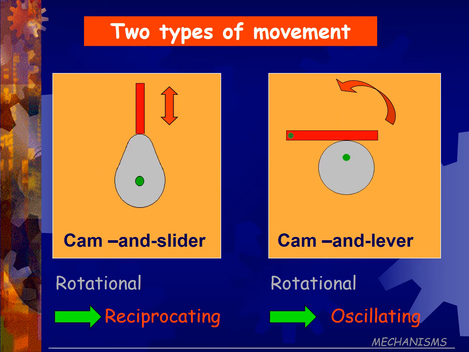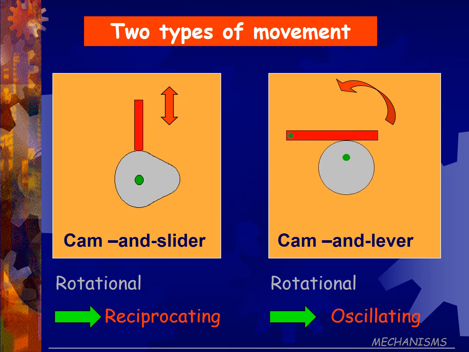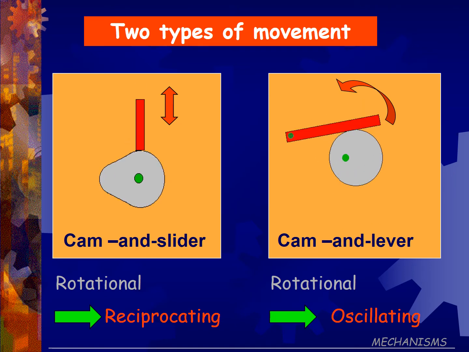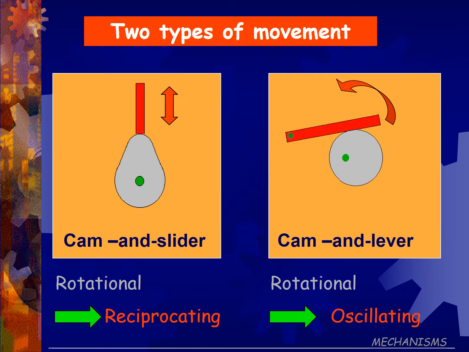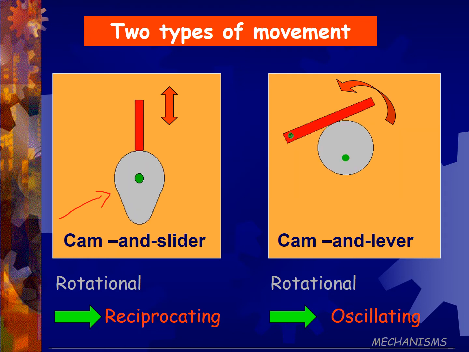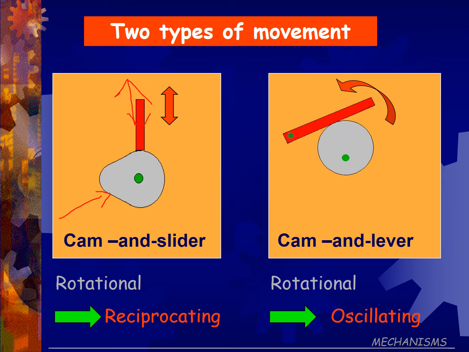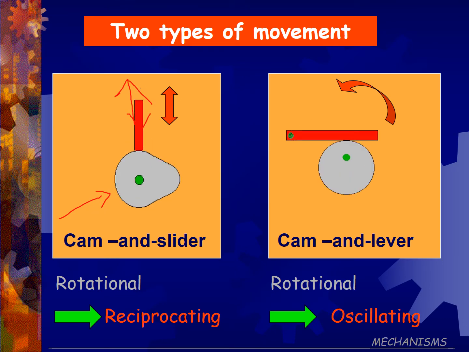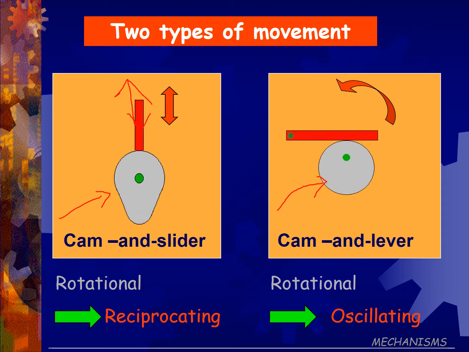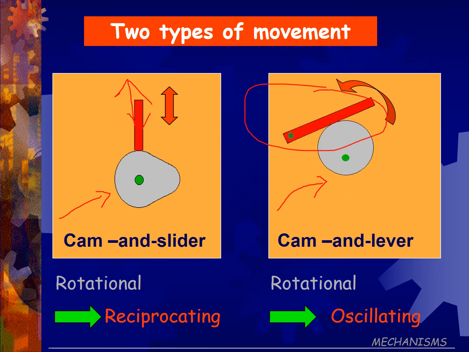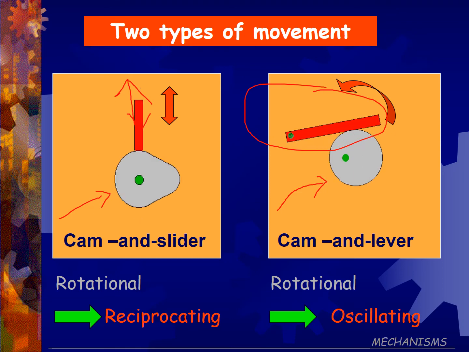There are two types of movement that you can see at the output of the follower if you were to apply a cam. The cam will be rotating, but at this point, the output of the follower is reciprocating up and down. On the right hand side, the cam is also rotating. All the cam's inputs are rotation. Look at the output of the follower. In this case, because of the way it's mounted like a lever, it oscillates.